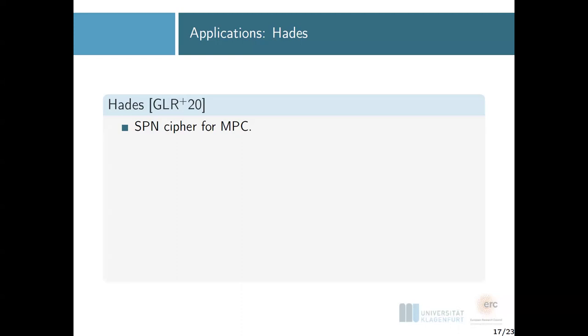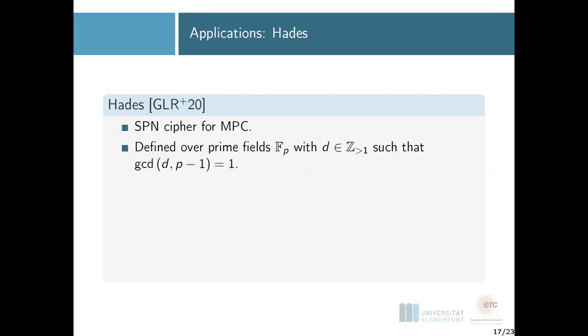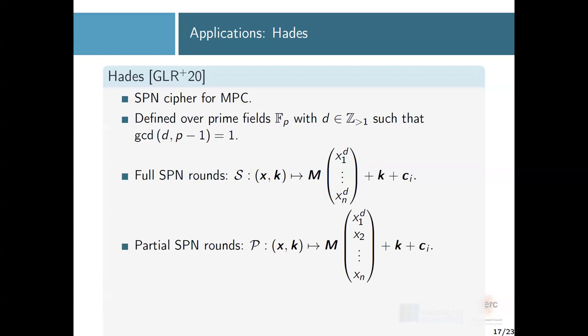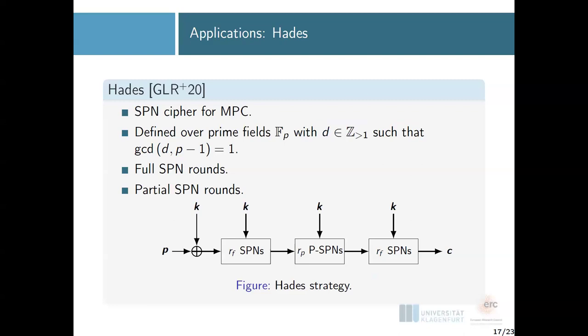Let's take a block cipher. So HADES is an SPN-based cipher for MPC applications. And in HADES, it's defined with a power permutation, so typically the smallest d that induces a permutation over the prime field. And HADES is split into so-called full rounds, where the power permutation is applied to all components, and partial rounds, where the power permutation is only applied to the first component. And then the HADES cipher starts with RF full SPN rounds, then it performs RP partial rounds, and then it finishes with another RF full rounds.